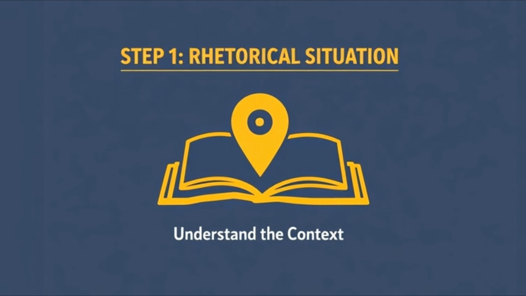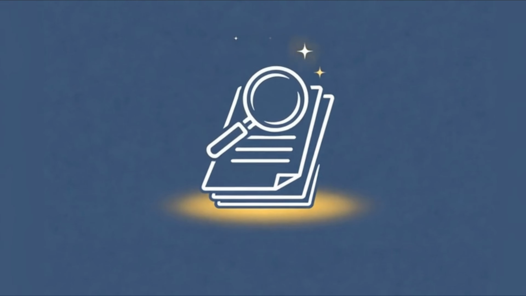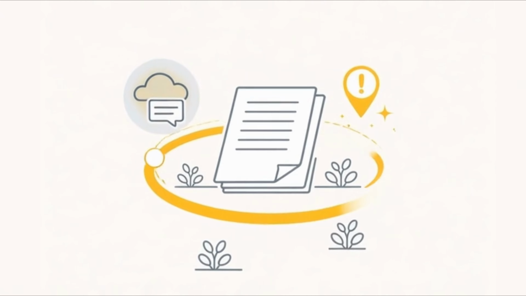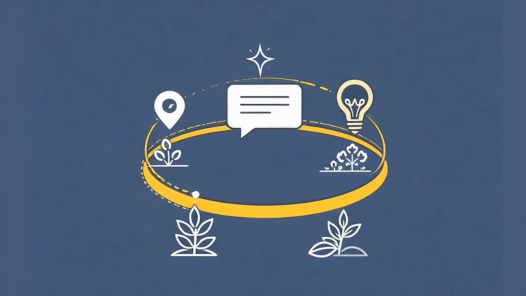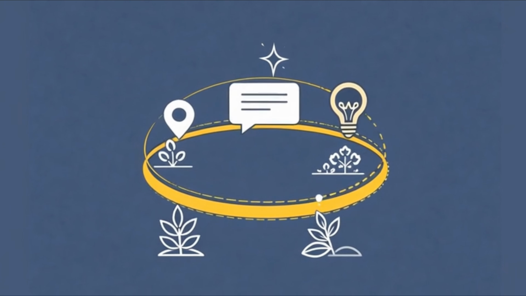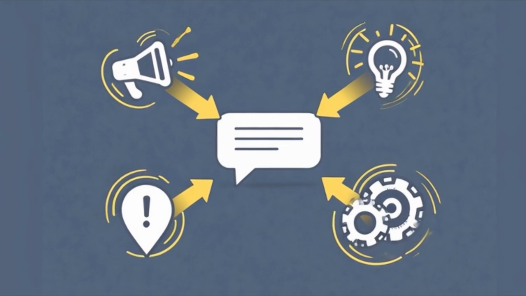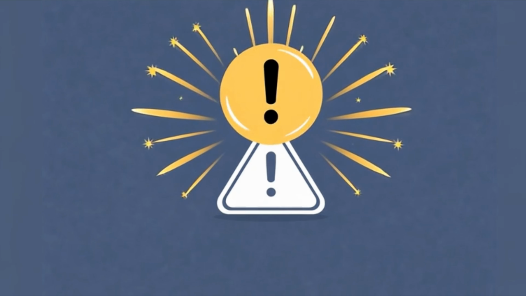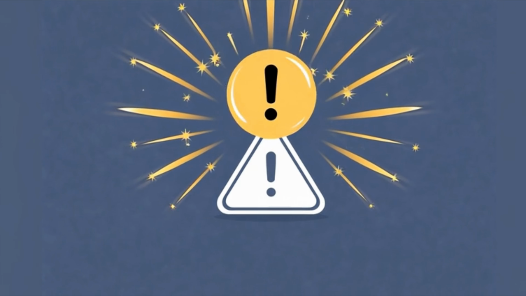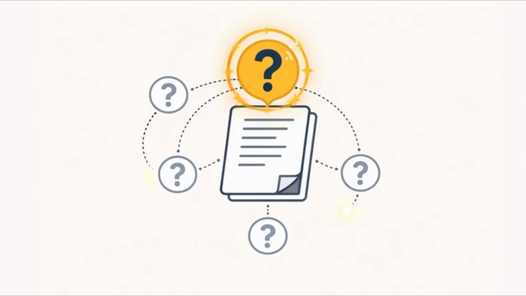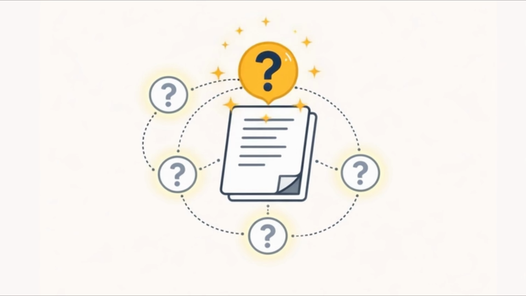Identify the rhetorical situation. Before you analyze how something persuades, you need to understand the context. Every piece of communication exists in a specific situation, and that situation shapes everything about the message. Ask yourself 3 questions. First, what's the exigence? That's the problem or occasion that prompted this message. Why does this text exist? What issue is it responding to?